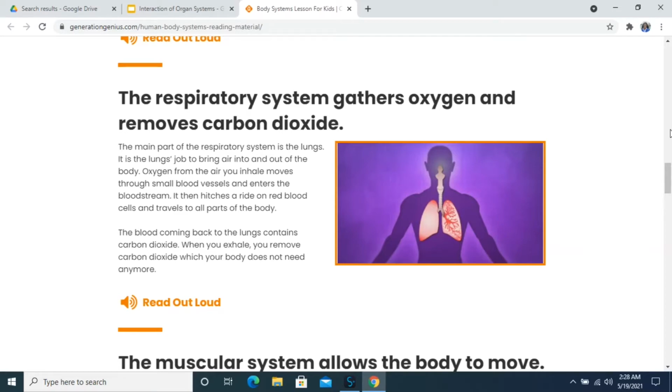Oxygen from the air you inhale moves through the small blood vessels and enters the bloodstream. It then hitches a ride on red blood cells and travels to all parts of the body. The blood coming back to the lungs contains carbon dioxide. When you exhale, you remove carbon dioxide, which your body does not need anymore.